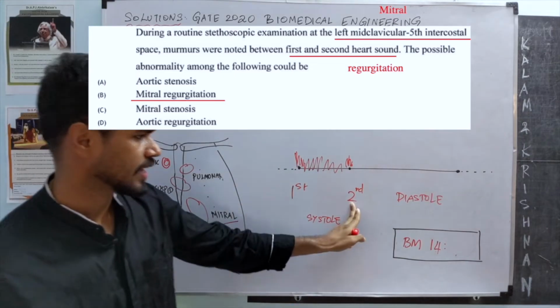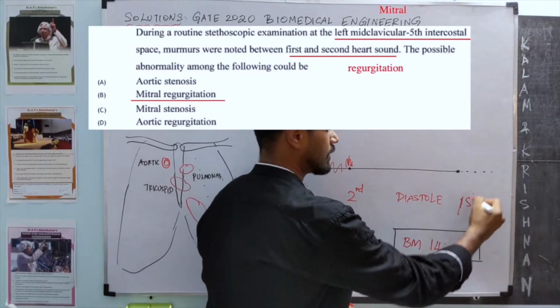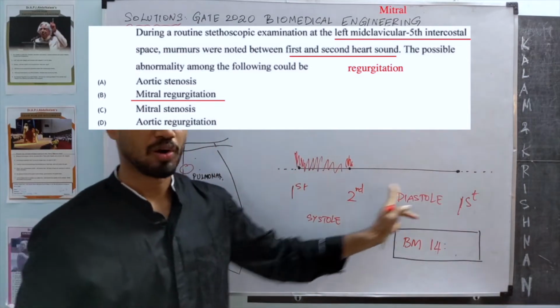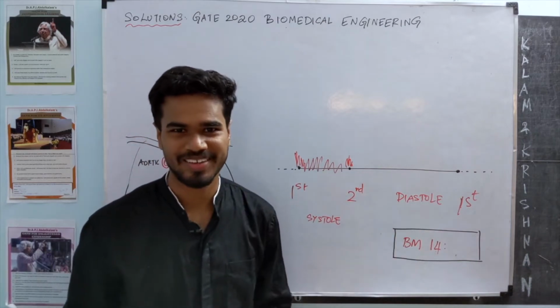Had it been between the second sound and the first sound of the next heartbeat, it would have been that there is some blockage in the mitral valve, mitral stenosis, okay?